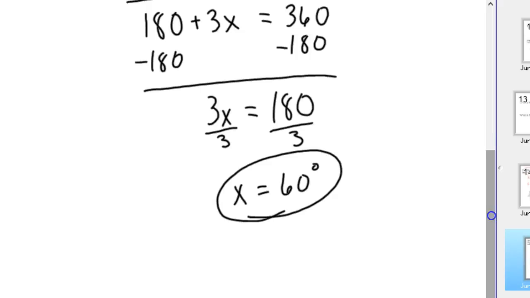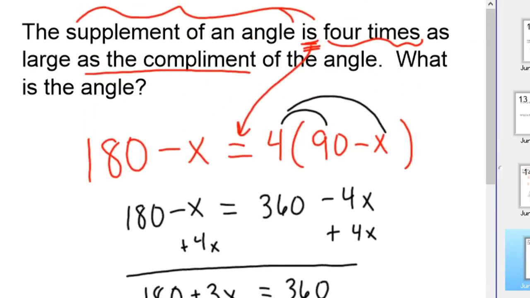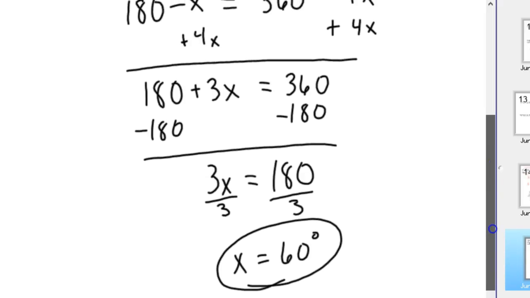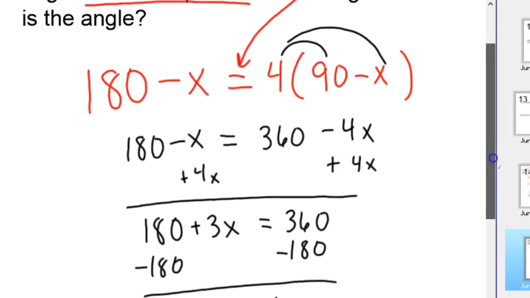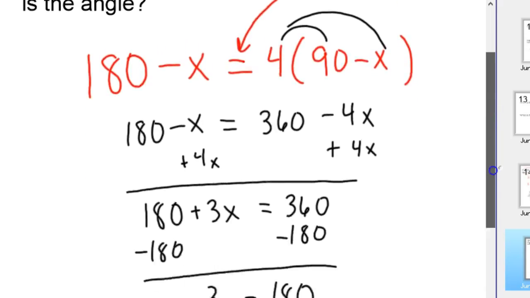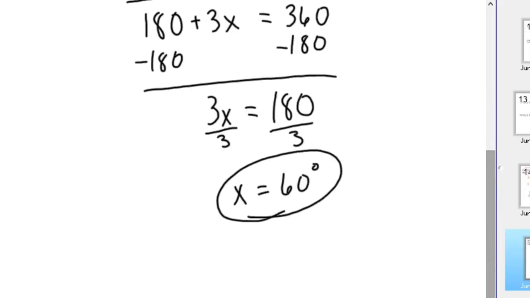Well, let's go up and make sure that makes sense. So the supplement of an angle, well, that'd be 180 minus 60, which is 120, is 4 times its complement. Well, 90 minus 60 is 30. 30 times 4 is 120. So it works. So I hope this helps you understand it. These are some of the basics that you see when you do complement and supplement, and what you see typically on a SAT or ACT test.